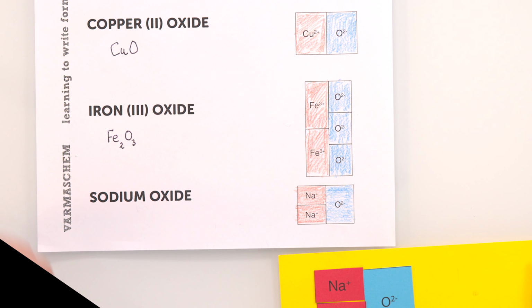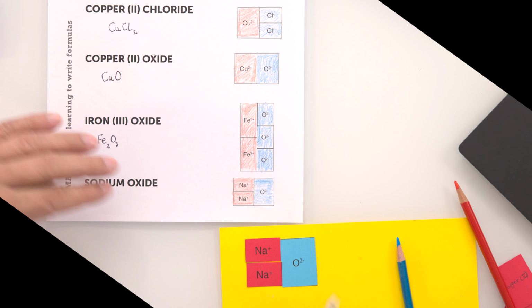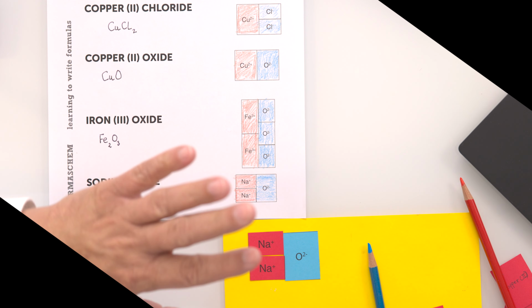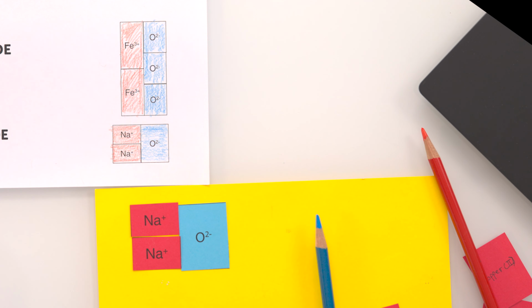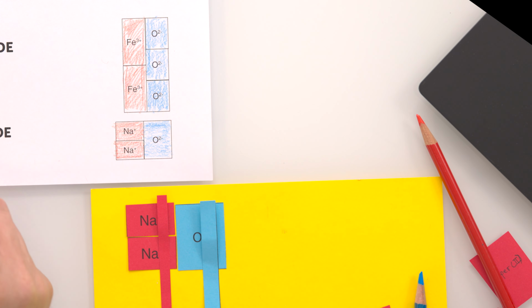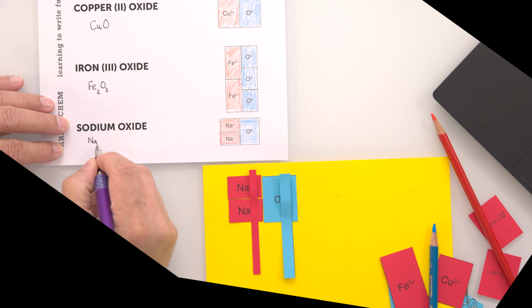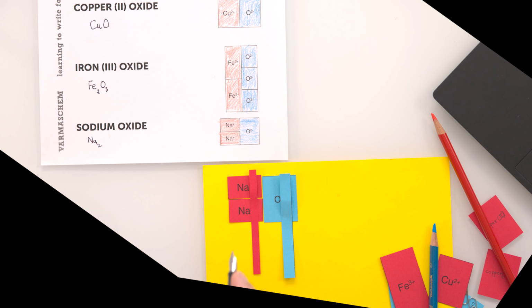I'm going to write the formula for this. So there's 2 scraps of red paper. Let's take a look here, guys. So there's a sodium and a sodium. So again, ignore the charge. We are not interested in the charges at all. So we're just counting the scraps of red paper. So there's 2. So it's Na2. And now you've got the oxygen, and there's only 1. There you go, Na2O. That is the formula for sodium oxide.